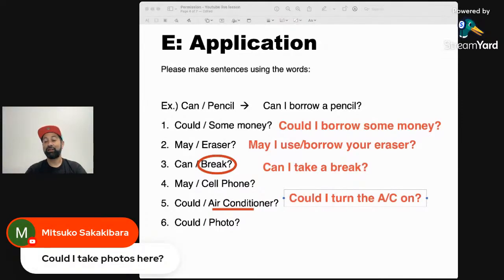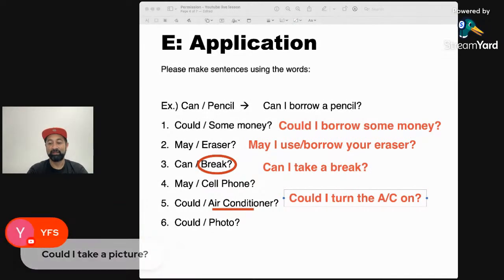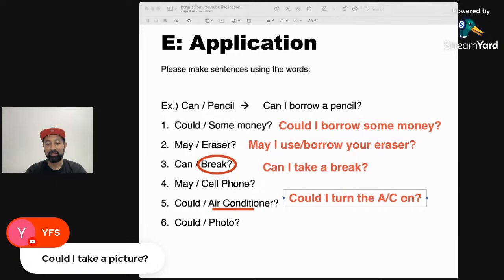Mitsuko, could I take photos here? Excellent. Could I take photos here? Maybe you're at a museum, maybe you're in an art gallery. You have to ask, could I take photos here? And YFS, could I take a picture? Good. I like it. Could I take a picture? You're asking someone if you're allowed to take a picture. Maybe you see a celebrity. Can I take your picture?